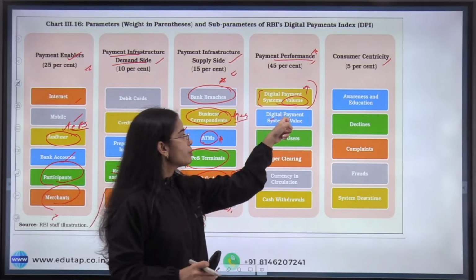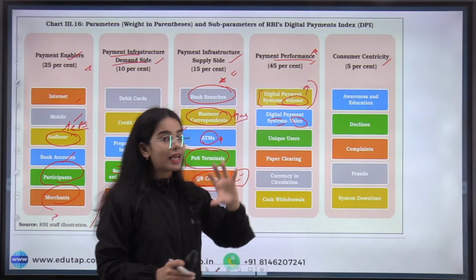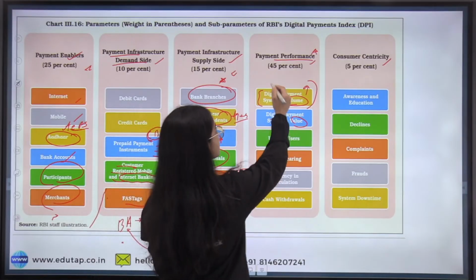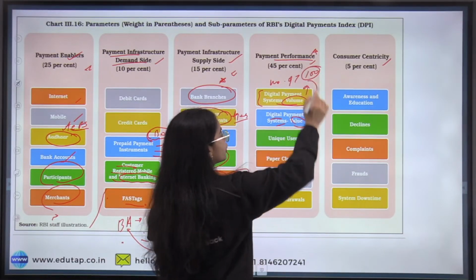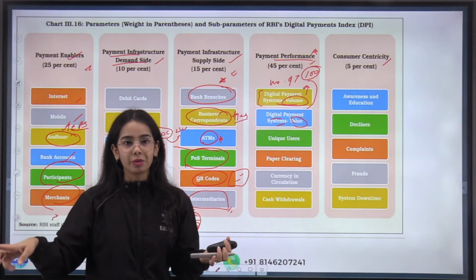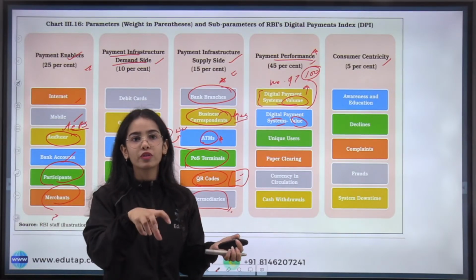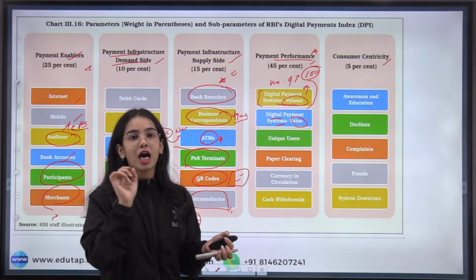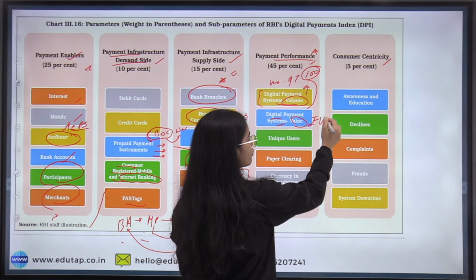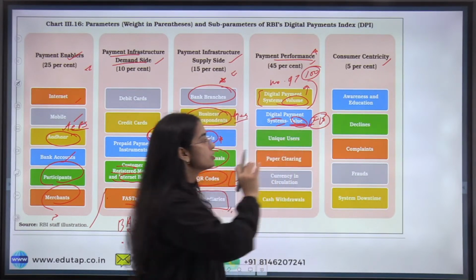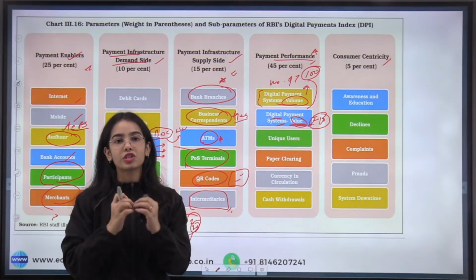Okay. Digital payment system value. That means the value of transactions. Volume means the number of transactions. Let's say I have done 100 transactions today. I am giving 10 rupees to 100 people, let's say. So the number of transactions I have done is 100. How much is the amount of each transaction? The amount is 10 rupees. So the value is also increasing in the digital payment system.